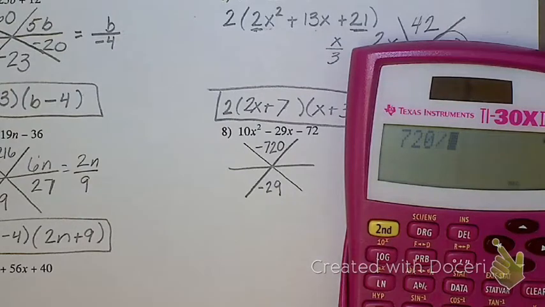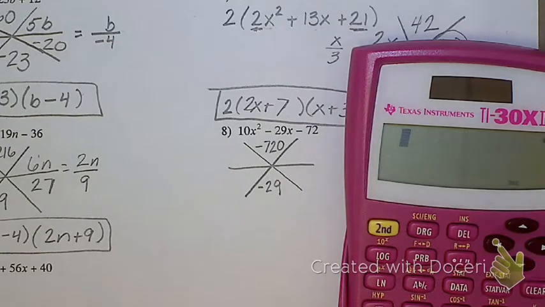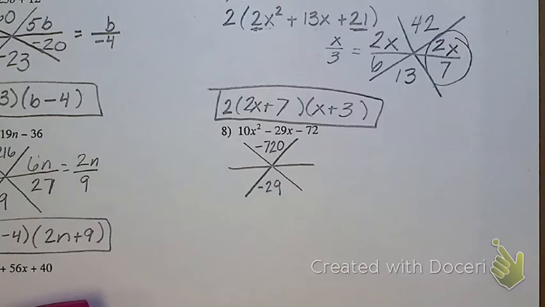Has anyone found it yet? 37. 40. 40 and 18. 16 and what? So I was getting close. I was at 40, so once I get to 45. And 16. Okay.